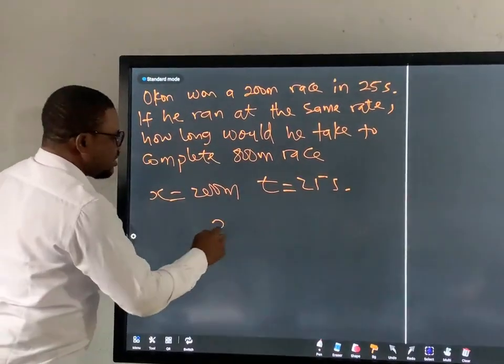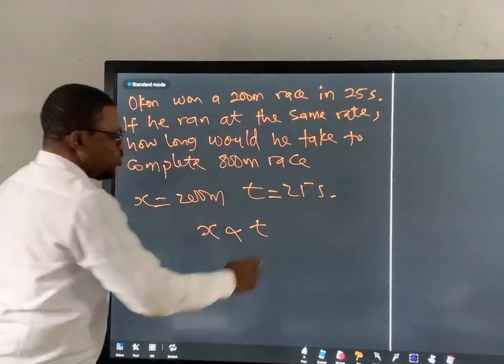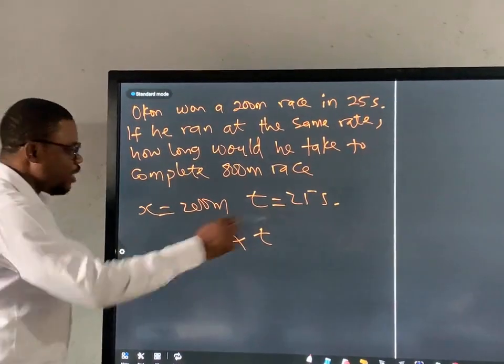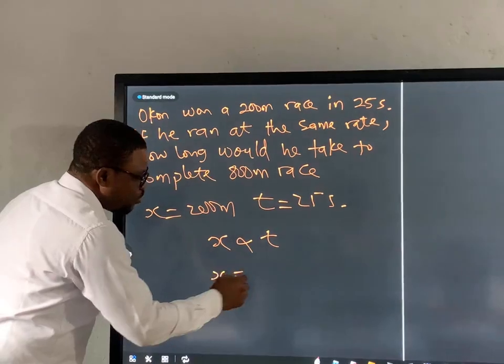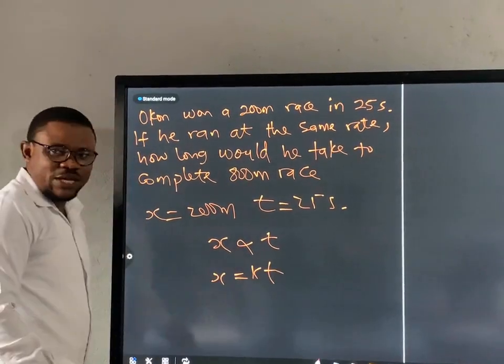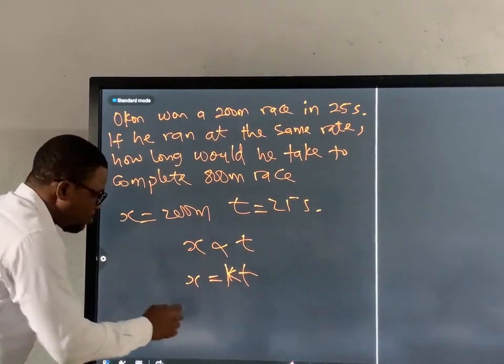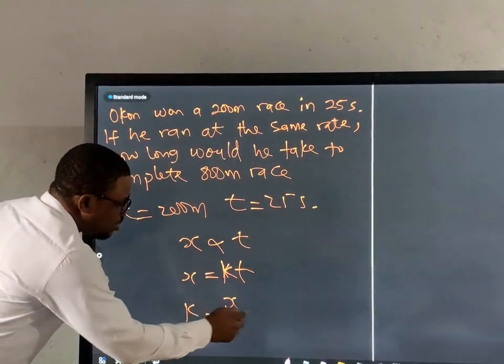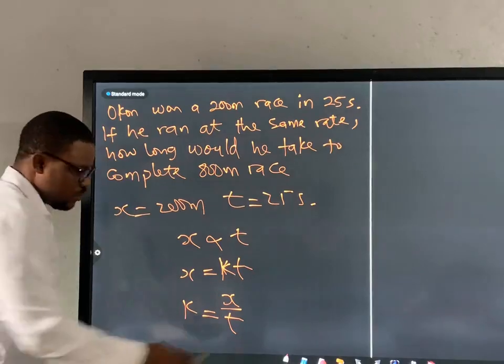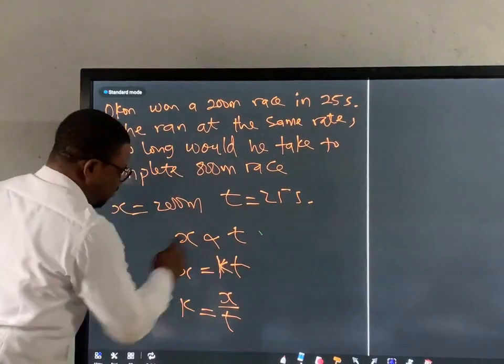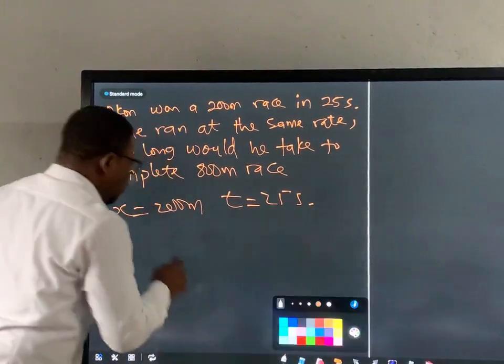I'm having that x is directly proportional to what? To t. Are you with me? So I'm going to end up getting that x is equal to what now? Kt. Are you there? So if I want to find k, which they didn't ask me to, I'll have that k is equal to what now? X over t. Alright?